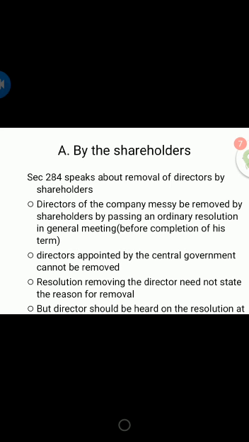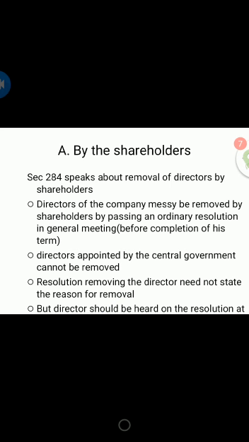Section 284 provides that the company may, by passing an ordinary resolution in the general meeting, remove the director from his office before he completes his term. Which means you will have a particular duration to work as a director of the company, and before your term ends, you can be removed by the shareholders.